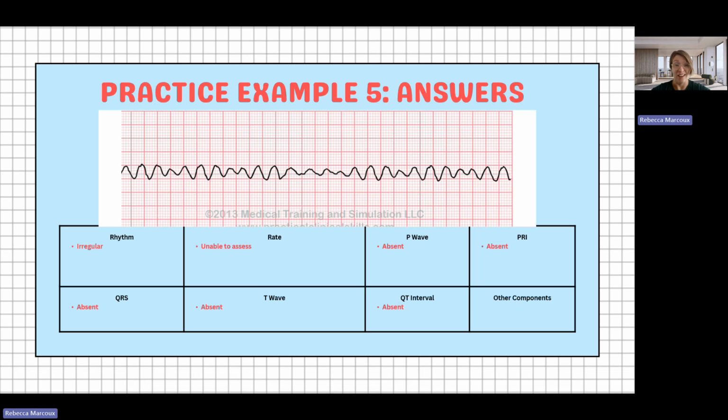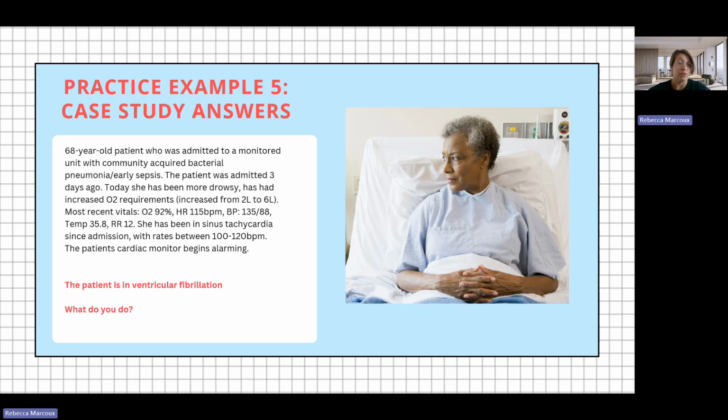So this again is another one of our rhythms that you really don't have time to pause and do our 8 steps of rhythm interpretation. You need to be able to see this and tell me what it is so quickly, because you need to be able to intervene immediately. So this is ventricular fibrillation. This is a code blue. Our only definitive therapy for this is defibrillation. So the patient is in VFib.